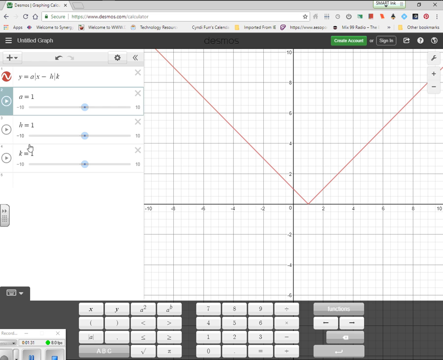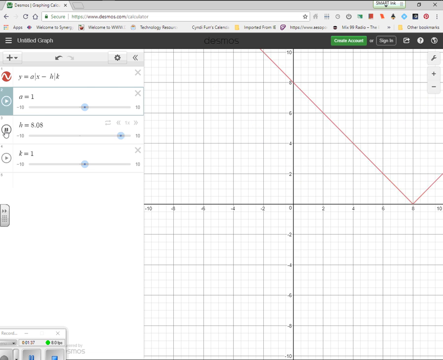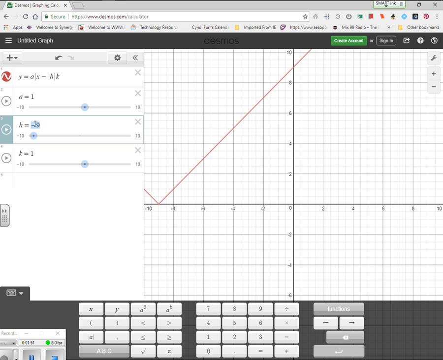And then what happens as you change the h value? Notice as the h value changes, the graph is going to move right or left. If h is negative, you're on the left side. If h is positive, then you'll be on the right side. Now, let me put this back to 0.